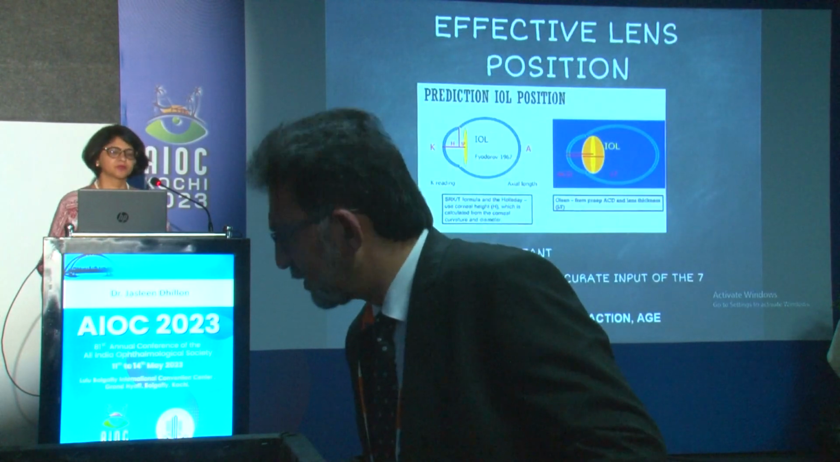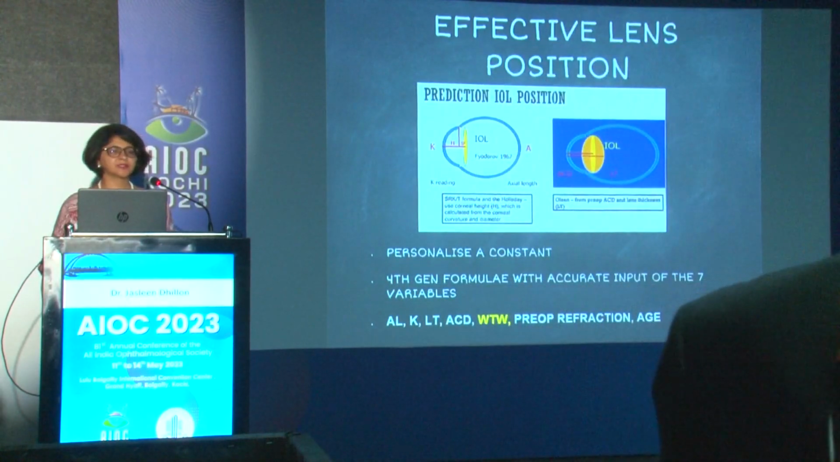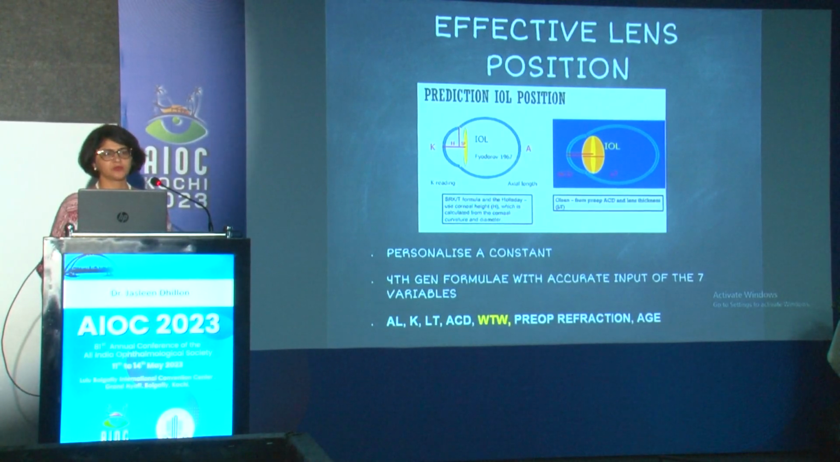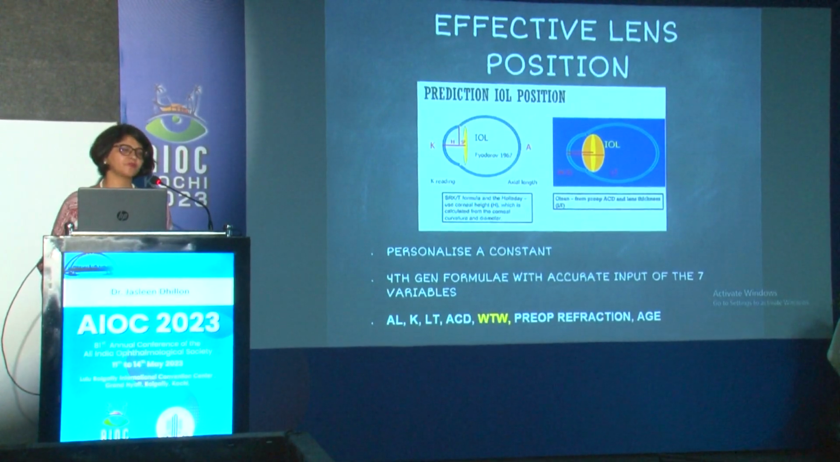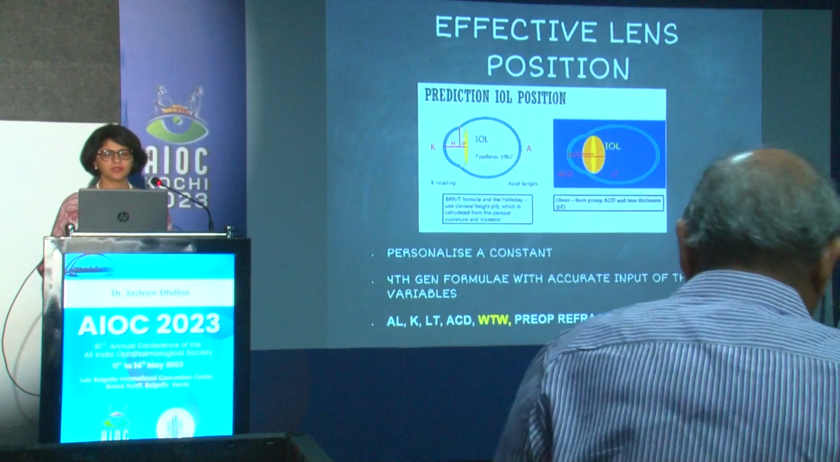The other thing that is very important when you are dealing with these eyes is that you must personalize your A constant. So use the newer generation formulae, use better biometers like the IOL Master and the Lenstar, and input all the measurements, particularly if you've done the other eye, then take that also into consideration.